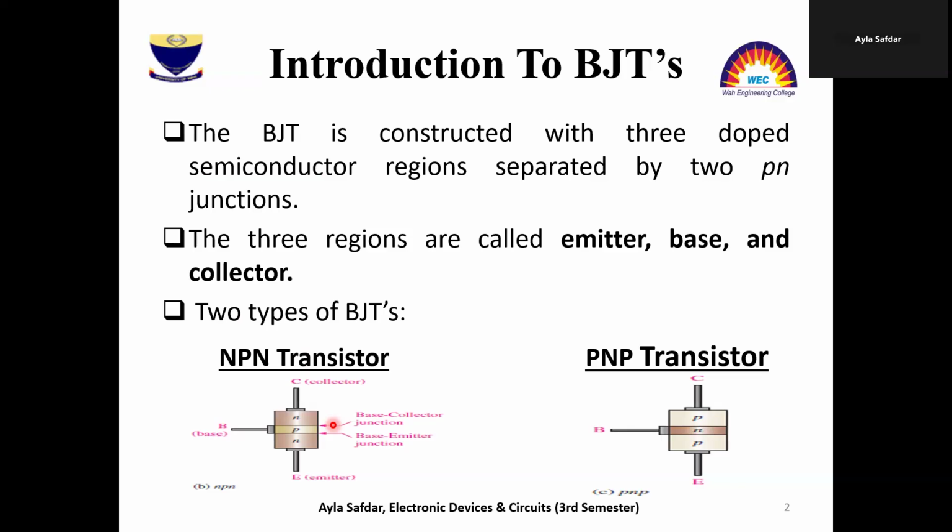On the basis of whether the junctions are forward biased or reverse biased, we have different behaviors. It can act as a switch, or it can act as an amplifier. So it is very important to know whether the junctions are forward biased or reverse biased. Here we have two junctions: the base collector junction and the base emitter junction.